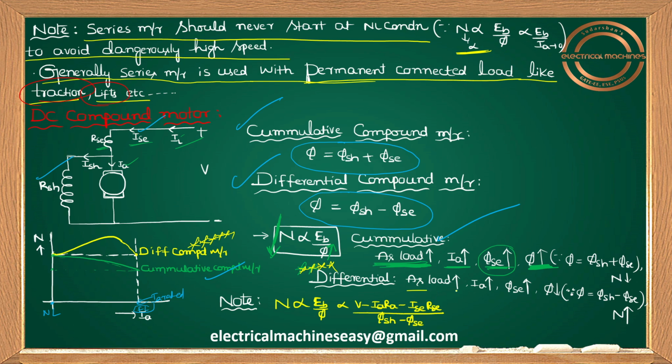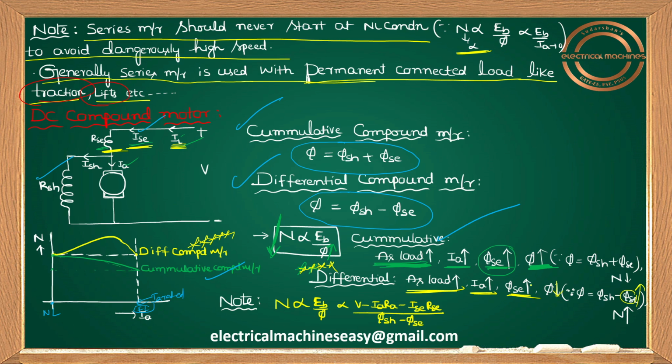As load increases, as usual IA increases, and IL also increases, IS increases. I mean series flux increases. So guys, your total flux is equal to φSH minus φSC. Your φSC is increasing here. What will happen to net flux? Net flux will reduce, no?